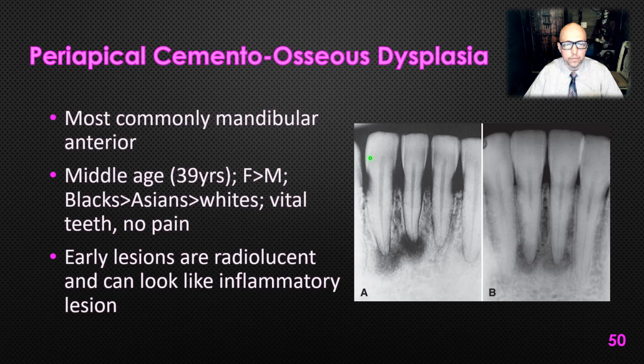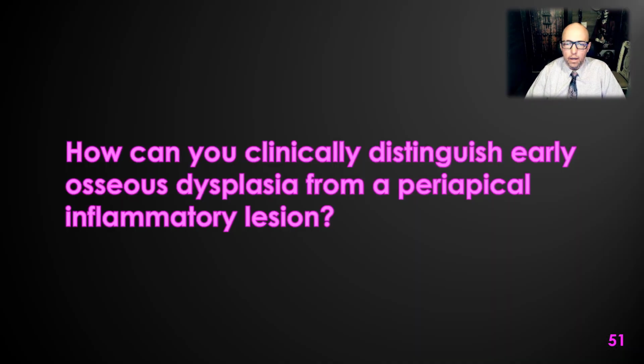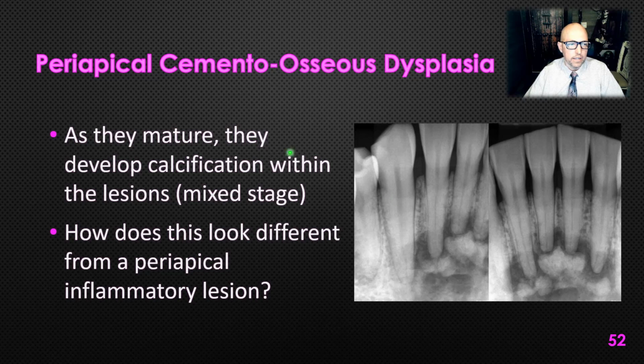Look at these teeth though. I see nothing going on in the crowns of the teeth, no reason to suspect pulpal necrosis. So when I see that, especially in the anterior mandible, I want to first of all think, could this be cemento-osseous dysplasia? As I said, early on they look just like this. They look completely radiolucent, indistinguishable from a periapical inflammatory lesion, but clinically you can distinguish it. So clinically, how are you going to distinguish it? Hopefully you picked up on that. Do the vitality test. An inflammatory lesion will come from a non-vital tooth. Cemento-osseous dysplasia is going to arise at the apices of vital teeth.